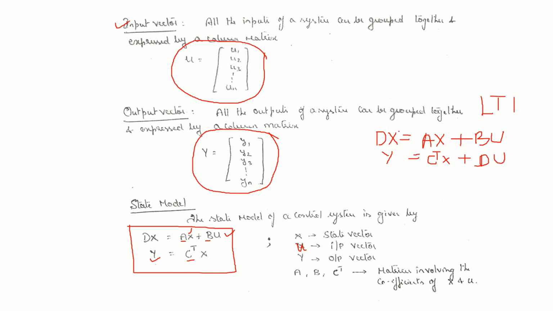As I said, x is the state vector, y is the output vector, u is the input vector, A is state matrix, B is input matrix, C transpose is output matrix. This D we call it as feed through or feed forward matrix. This is called feed forward matrix.